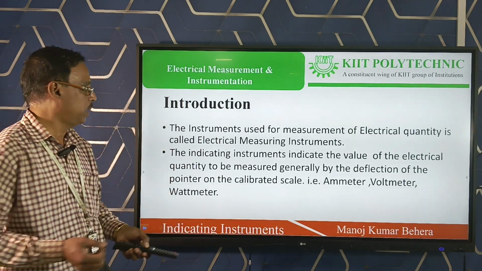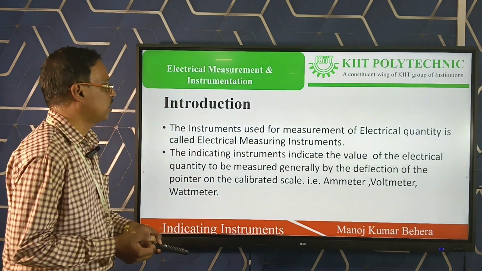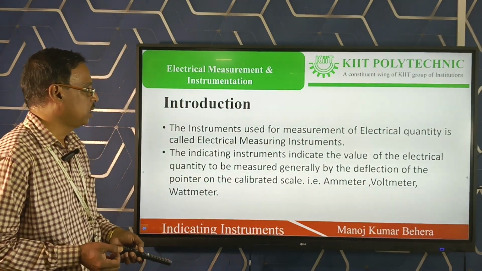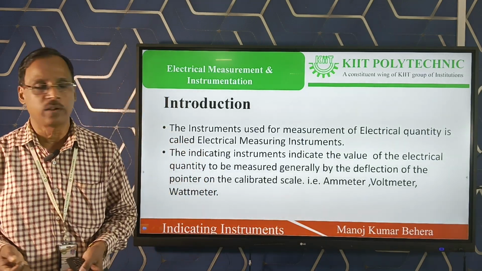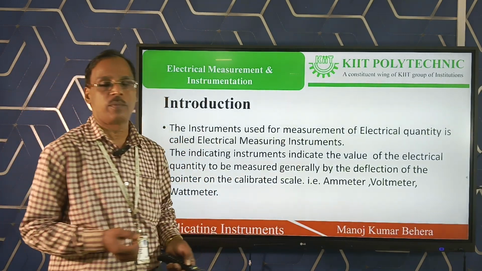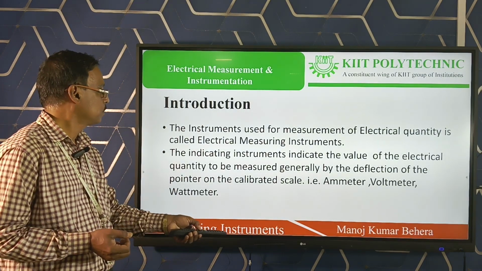What is an indicating instrument? The indicating instrument indicates the value of the electrical quantity to be measured, generally by the deflection of the pointer. So what are the different types of indicating instruments? The instruments are ammeter, voltmeter and wattmeter.